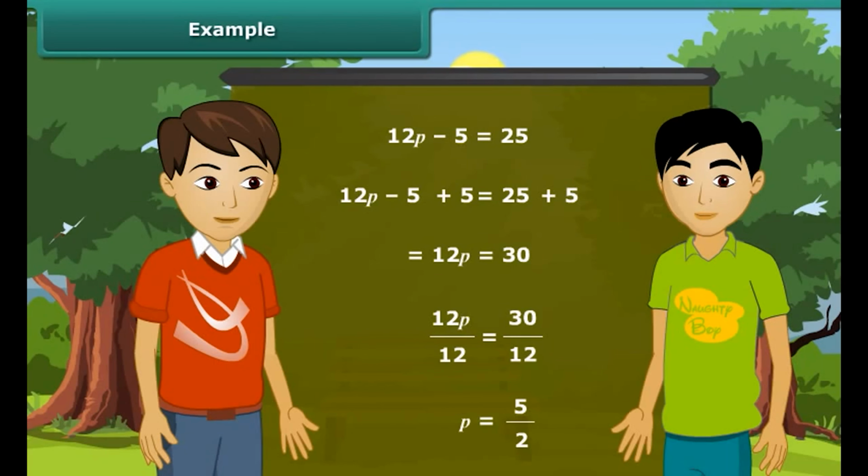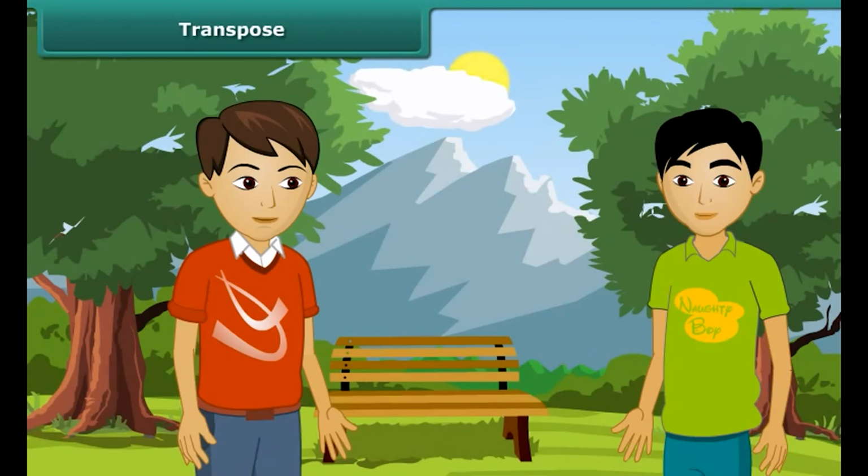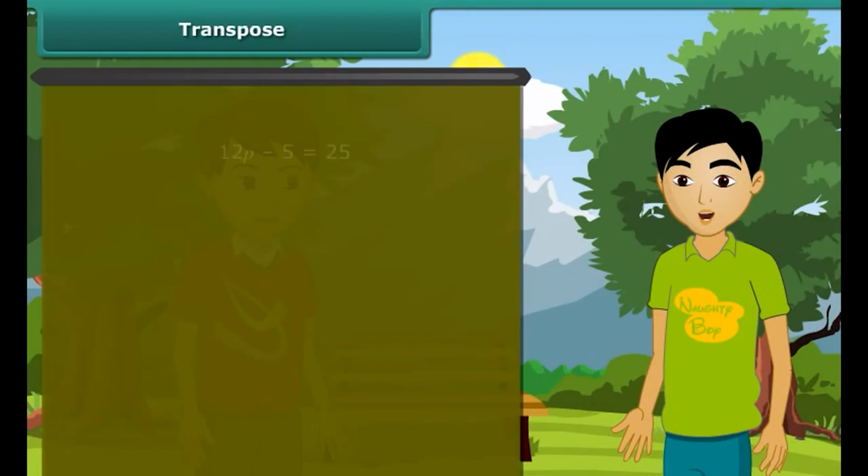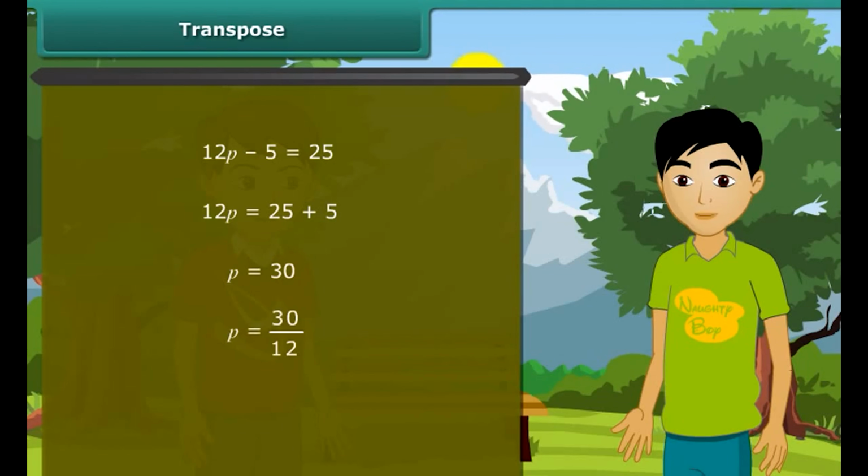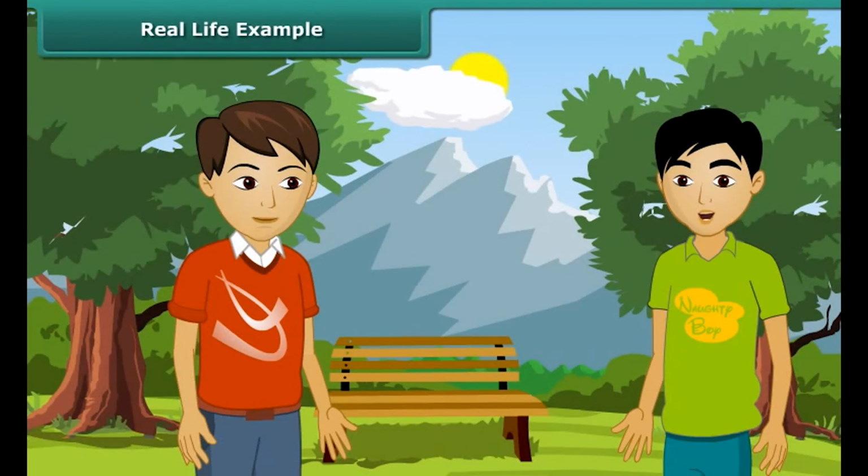What is transposing? Come, I'll explain to you. Transposing means changing side. For example, in this example, we have changed the side of 5. And when we transpose any number, we change its sign. Plus becomes minus. Multiplication becomes division. And now by transposing 12, p becomes 30 divided by 12, which is equal to 5 upon 2. Ajay, now you know how to solve the equation.